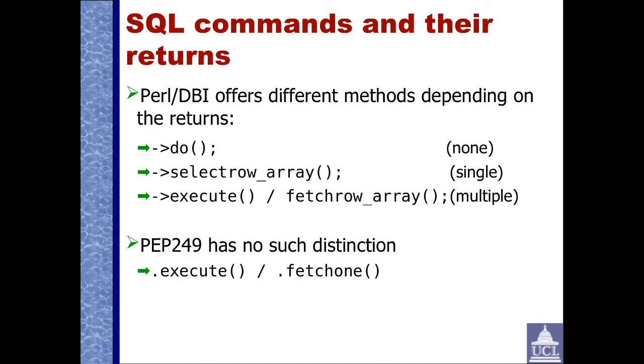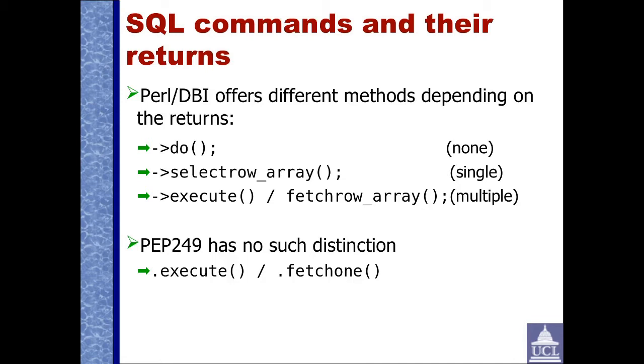Now, I mentioned Perl DBI before, and that actually offers different methods depending on the number of things you're going to get returned. So it has a simple method called do when there's nothing returned, another method called select row array, which you can use when you can guarantee that a single row will be returned, and then a more complicated thing of doing an execute first of all and then gradually fetching each row in turn when you've got one or more rows being returned.